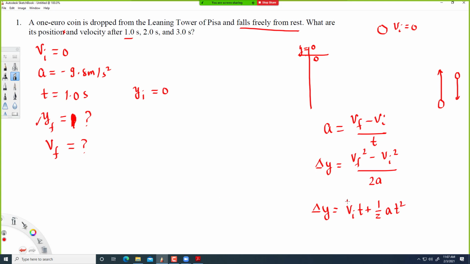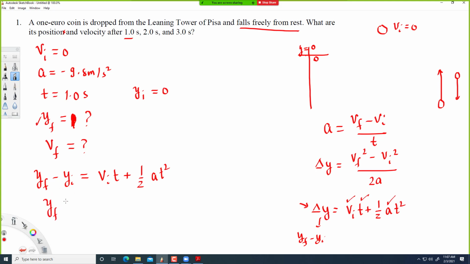So we have initial velocity given, time given, and acceleration known. That means we can use this one. So delta y is y final minus y initial. Okay, so y final minus y initial is vi t plus 1/2 at squared.